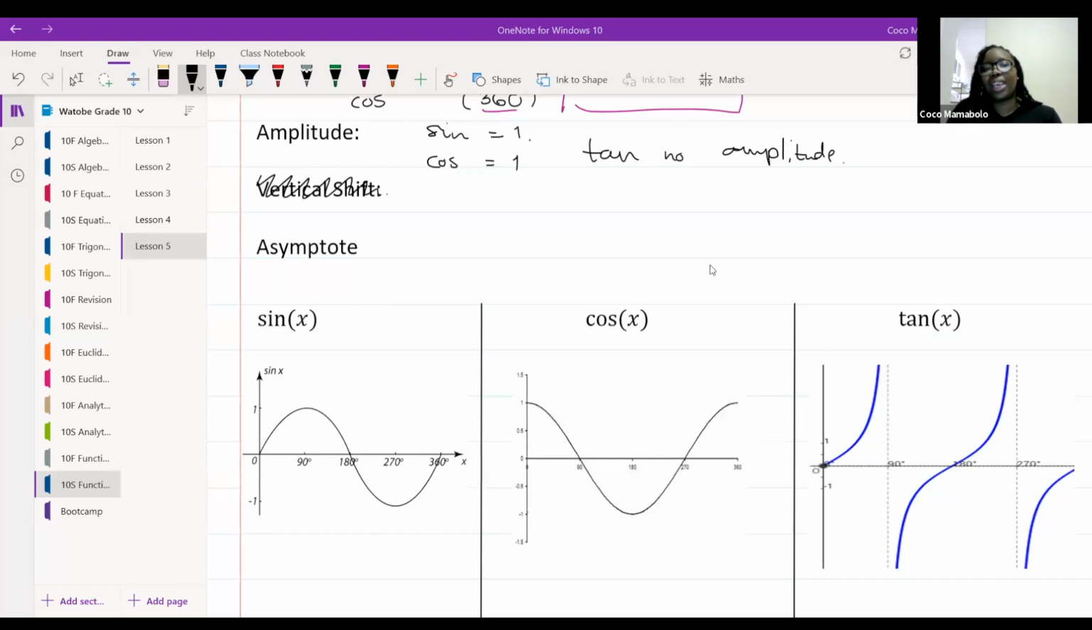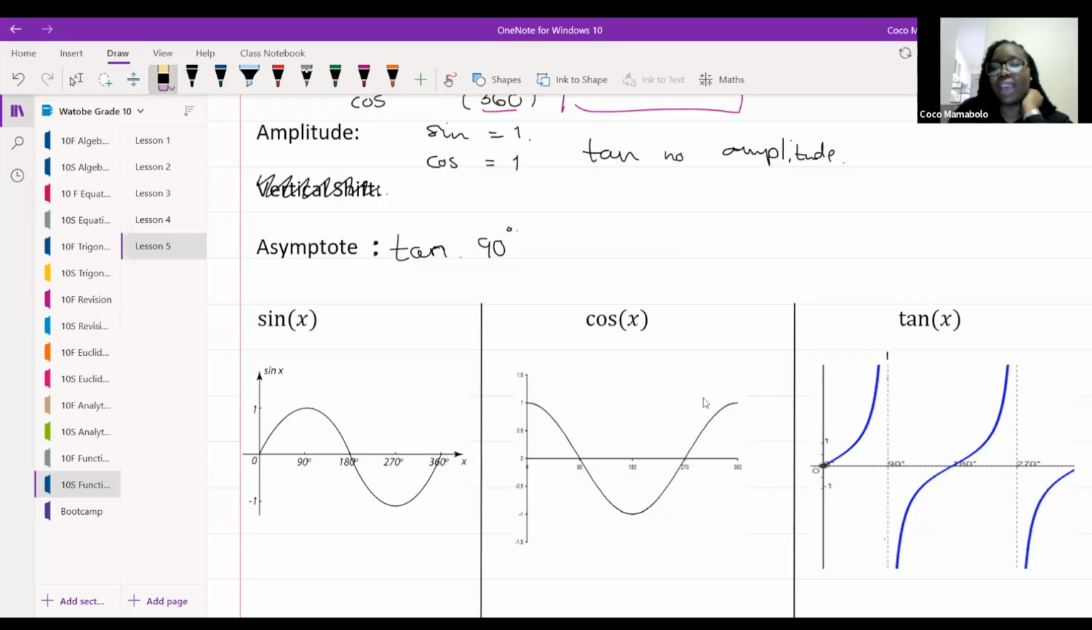When we talk about the asymptote, guys, the only one which has an asymptote is tan. Tan has asymptotes at 90 degrees. So the asymptote of tan is at 90 degrees, going down like this.